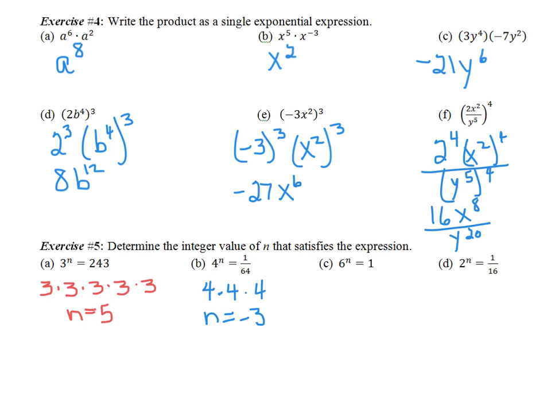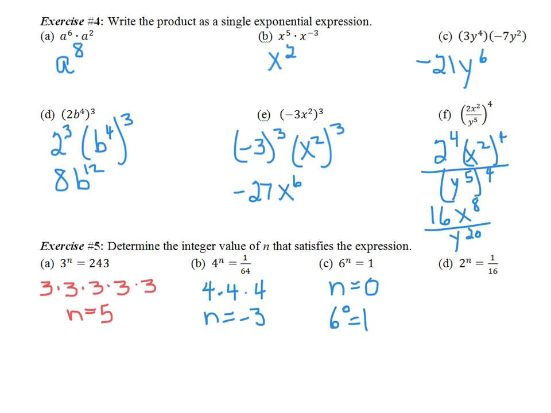In part C, 6 to the n is equal to 1. Well, the only way that I'm going to get an answer of 1 for an exponential is either if my base is 1, which it's not in this case, it's 6, or if the exponent is equal to 0. So n must be equal to 0 because I know that 6 to the 0 power is equal to 1.